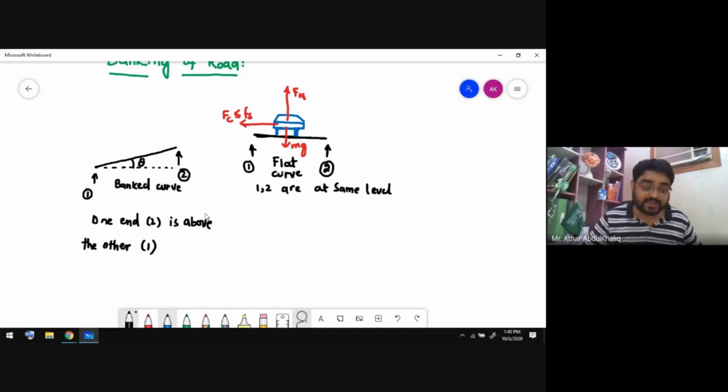So what happens in the banked curve? This is your same car that was on the flat road. So you are on this car, and you are taking a turn with the help of this car. There are a few things that will remain the same, and there might be a little change in a few things. So this is your car. The gravitational pull, the weight, will always remain toward the center of the earth. So this is the direction of the weight.